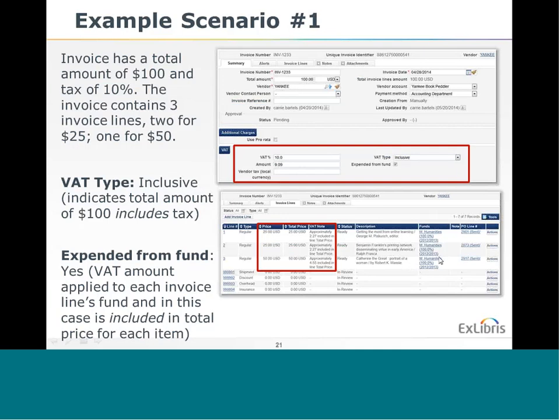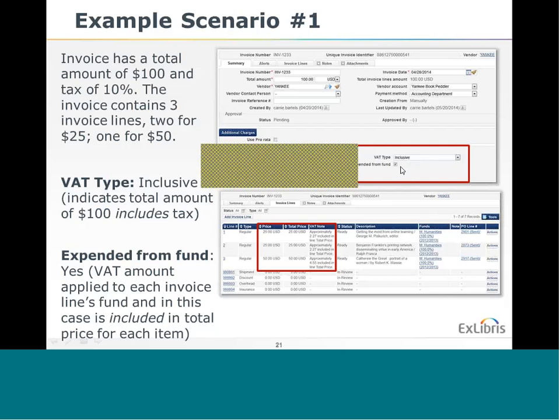In this first scenario, we're going to select a VAT type of inclusive, and the expended from fund checkbox will be selected. Just to remind you, the VAT type of inclusive means that this total amount of $100 includes tax. If the expended from fund checkbox is selected, as it will be in this scenario, that means that the VAT amount is applied to each invoice line's fund, and in this particular scenario, it's going to be included in the total price for each item. So that's what we're going to look at first.